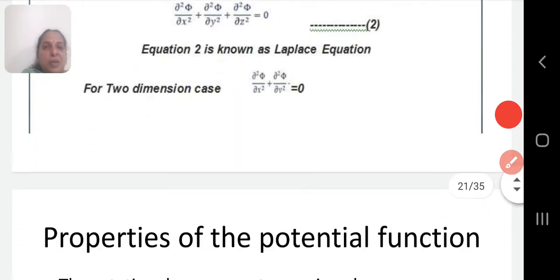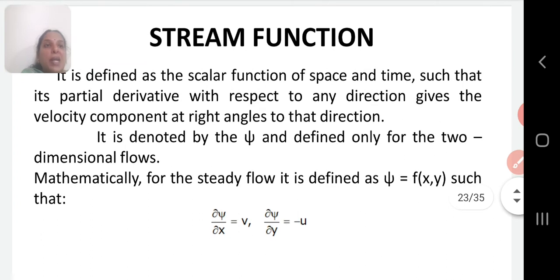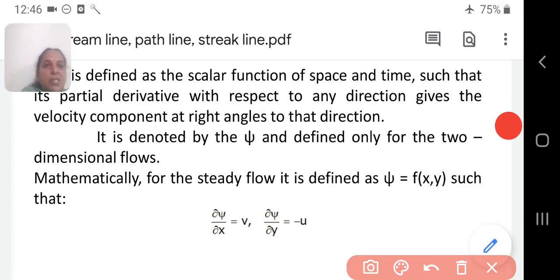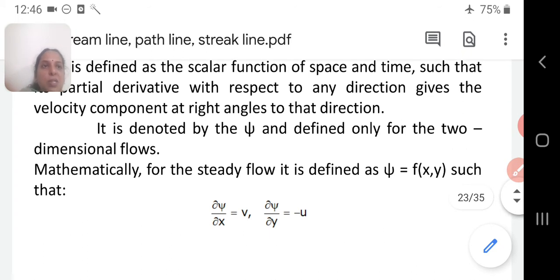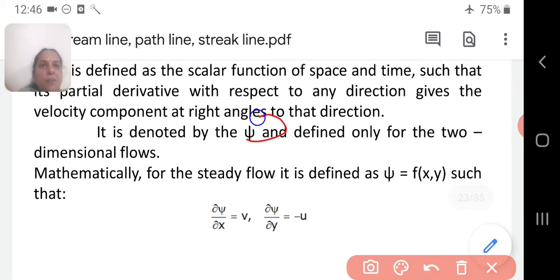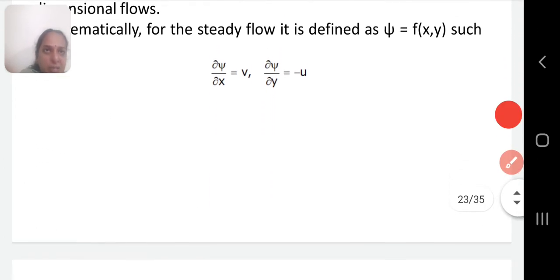But in case of a stream function, it is not giving the corresponding direction, it is going to give the velocity at right angles to that direction. So what is the right angle for x? Right angle is y direction, so what is the velocity in y direction? It is v. And the right angle for y is x direction, so it is given in terms of minus u. So dou psi by dou x is equal to v and dou psi by dou y is equal to minus u. How do you pronounce this word? It is psi. Okay, so this is your mathematical steady flow equation.